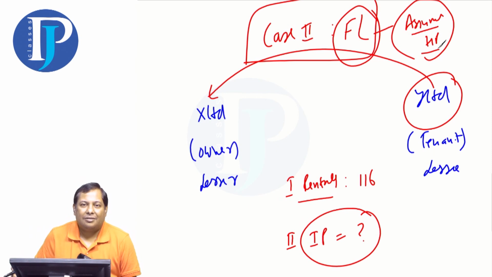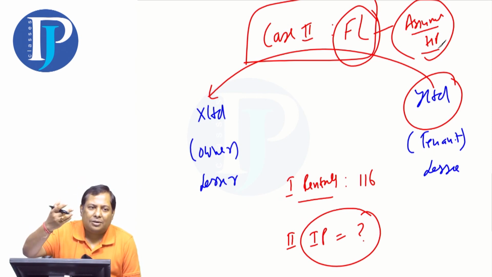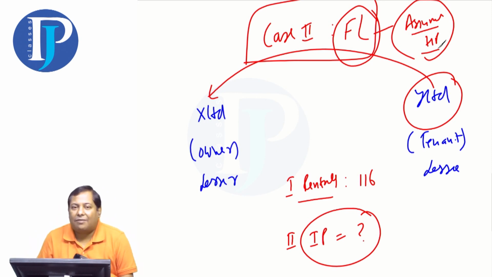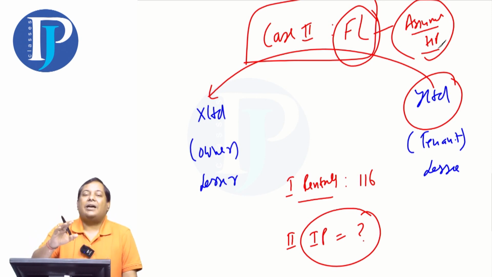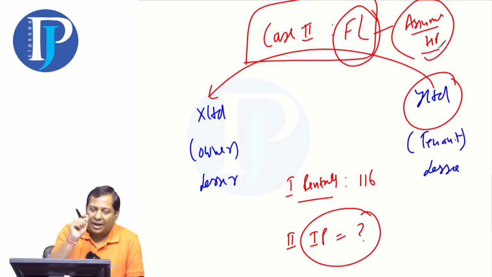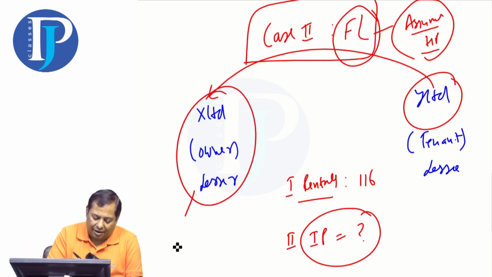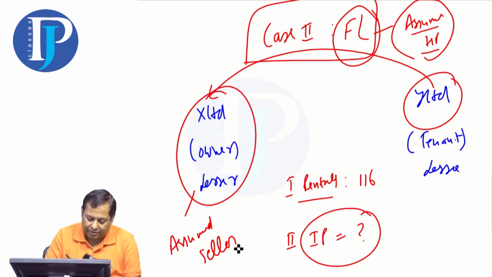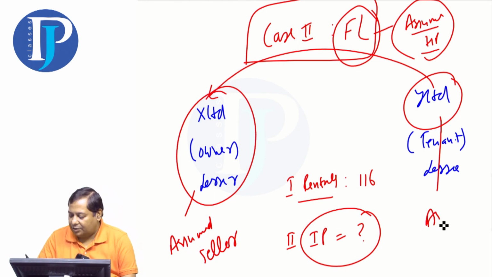Okay? Whether you studied it in intermediate or not, you should have a basic understanding that in a finance lease, there is no rent agreement. Why? Because in a finance lease, the lessor becomes an assumed seller. Is this clear? What does this become? Seller. And the lessee becomes an assumed buyer.